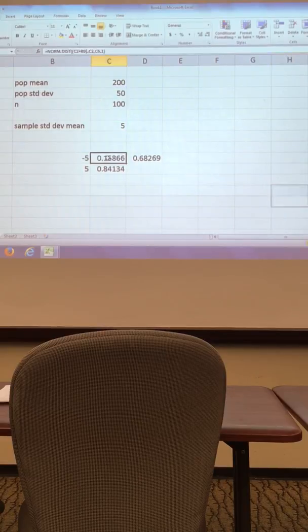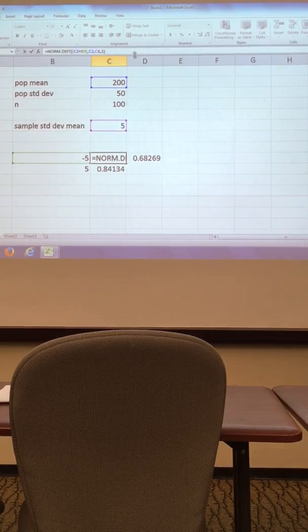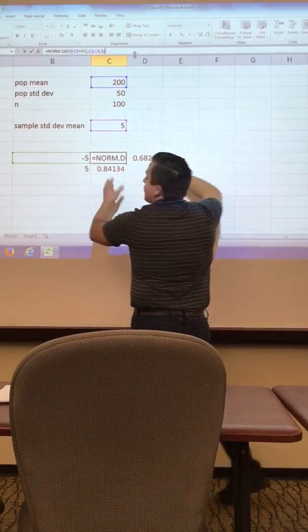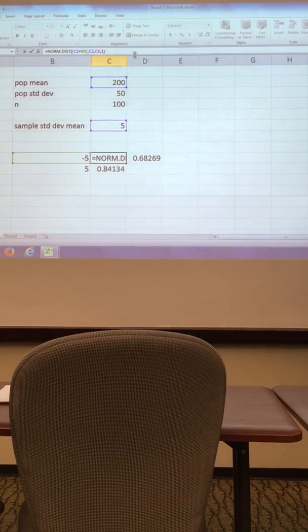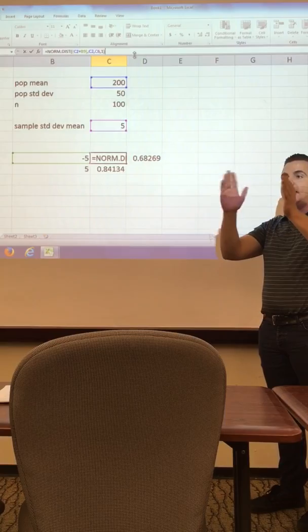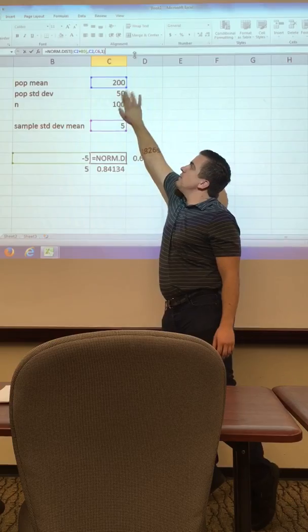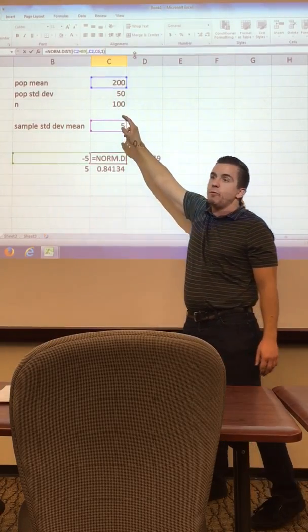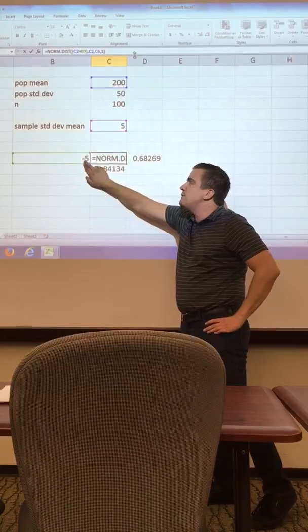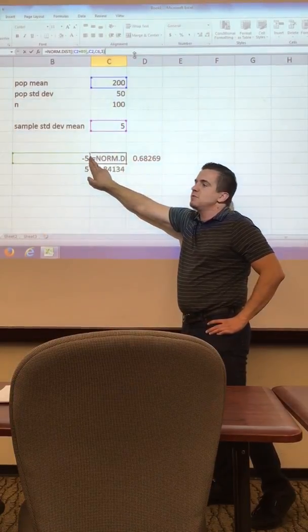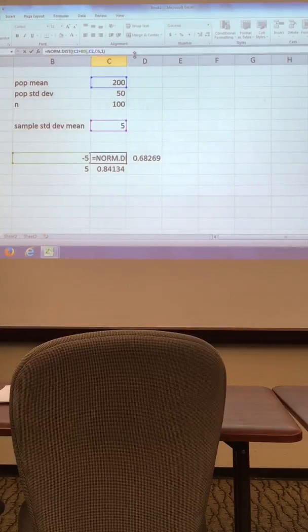The first formula is we take the mean of the population, and the overall goal of this question was that we're estimating this population mean. So what is the probability that we fall +5 or -5 in that range of 195 to 205? Given that the mean is 200, the population standard deviation is 50, and we took a sample of 100. First, -5, this is the estimate for 195.